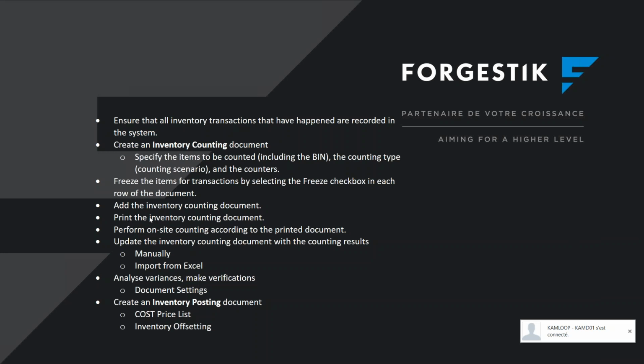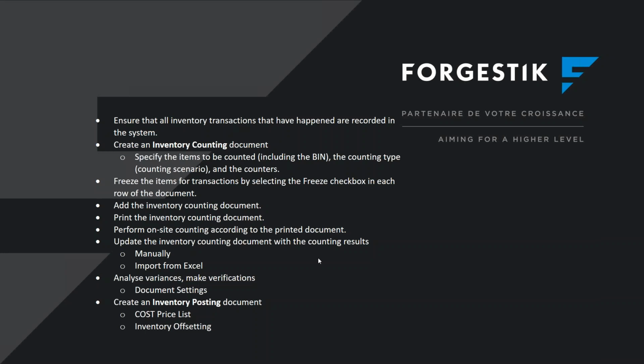So we print the inventory counting document. What this document will show is, we will give it to the counters, and it will tell them exactly which items they have to go and see in the warehouse and which items they have to count. Then we do the physical on-site counting. We come back with that information, we update the information in the system. It could be manually or imported from Excel. We make some verification, analyze the variances, and then we post the information in SAP.